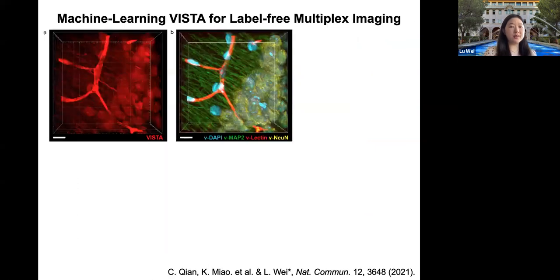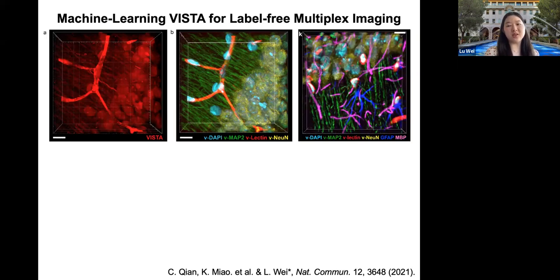So with this machine learning approach, we can now transform an originally single-channel SRS image into a multi-channel image for structure analysis with high specificity. In a label-free way, we can generate the VISTA NeuN, DAPI, MAP2, lectin, and more by the label-free CH3 VISTA.